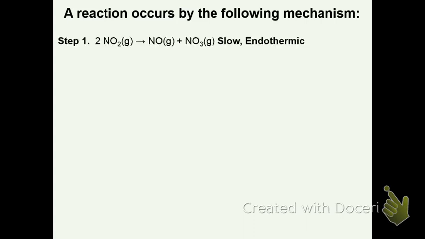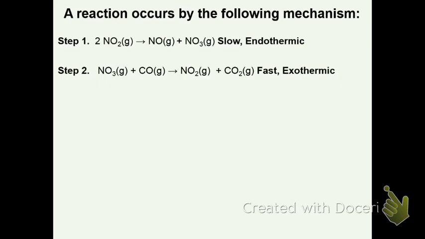So we'll look at another example of an actual reaction and its mechanism. The reaction of NO2 with carbon monoxide is proposed to occur in two steps. In the first step, two molecules of nitrogen dioxide react with each other to form nitrogen monoxide and nitrogen trioxide. This step is slow and it's an endothermic reaction. And then in the next step, nitrogen trioxide reacts with carbon monoxide to form nitrogen dioxide and carbon dioxide, and this step is fast and exothermic.